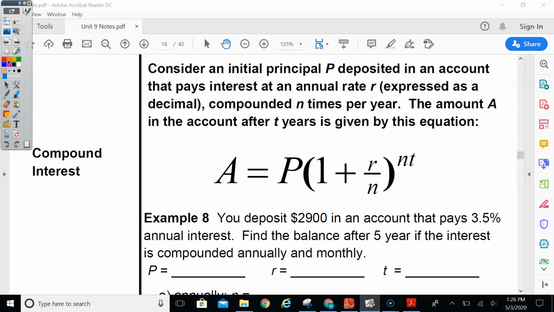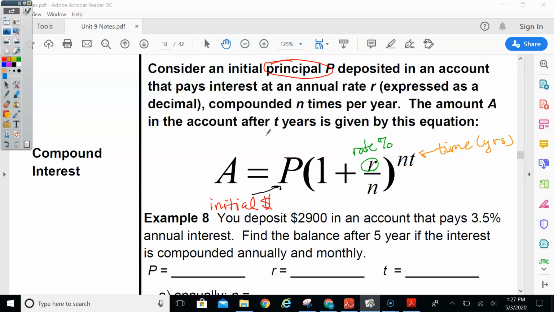Right here, the P is called your principal amount, which is just your starting number. So when they say your principal, that's your initial amount, however much money you deposit in the bank. Here we're still going to have 1. R is still the rate given as a percent, and you need to change it to a decimal. T is still time in years.